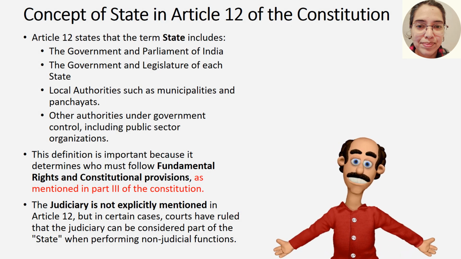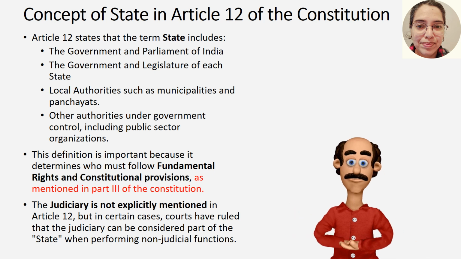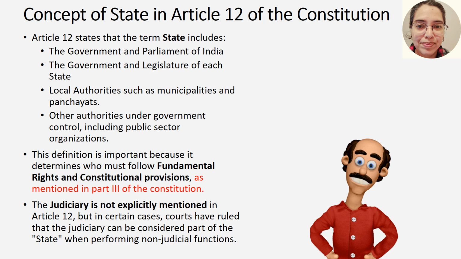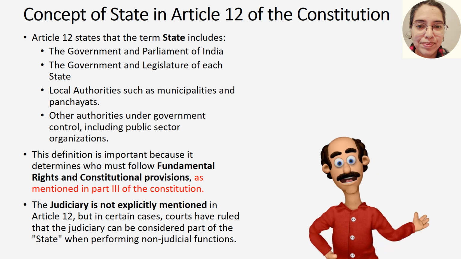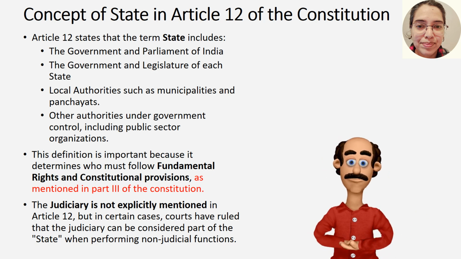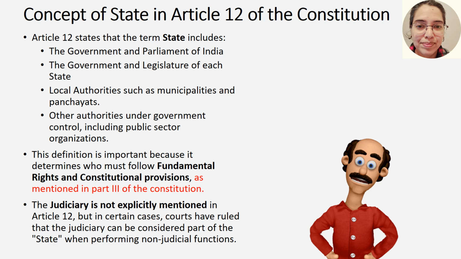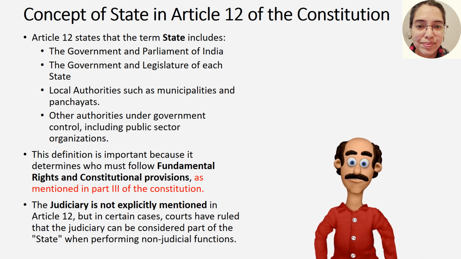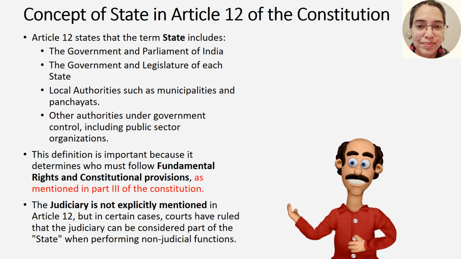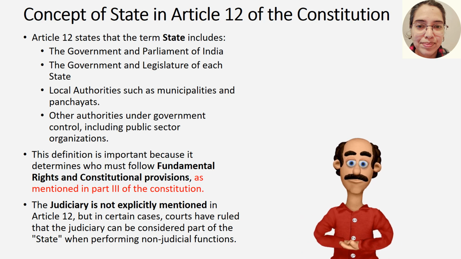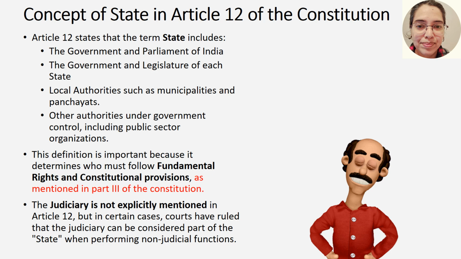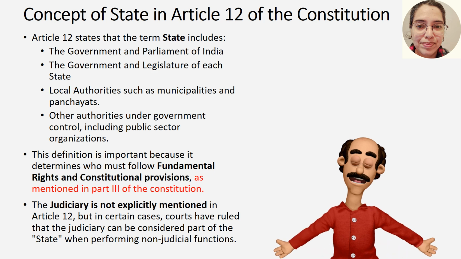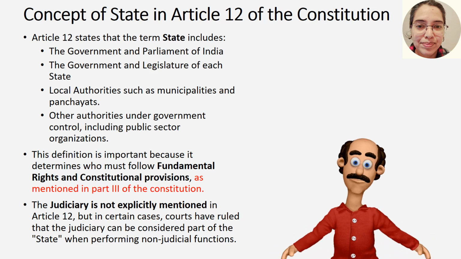In India, the Constitution defines the term state under Article 12. The term state includes the Government and Parliament of India, that is, the central government and legislature. The government and legislature of each state, that is, the state governments and assemblies. Local authorities such as municipalities and panchayats. And other authorities under government control, including public sector organizations.